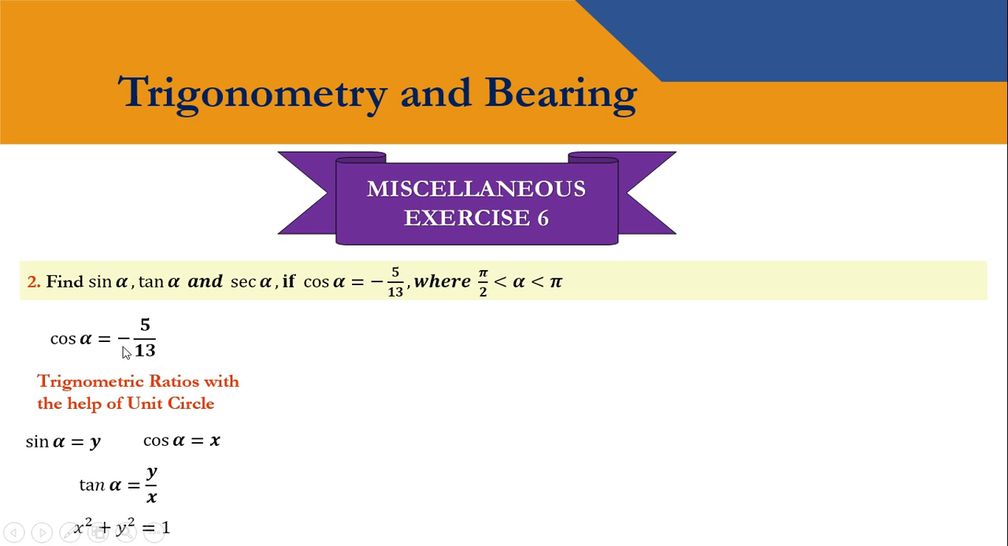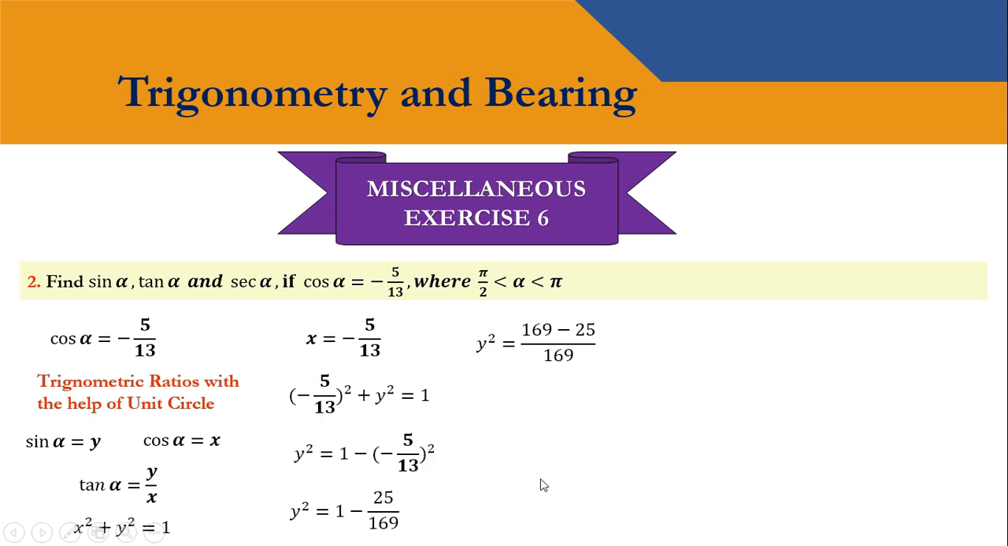So cos alpha is equal to minus 5 by 13, which means that the value of x is equal to minus 5 by 13. To get the value of y, we will put the value of x in the equation of the unit circle. So putting the value of x here and doing some mathematical manipulations, we will get the value of y equal to 12 by 13. So this value is sine alpha, which is equal to y. So the sine alpha is equal to 12 by 13.